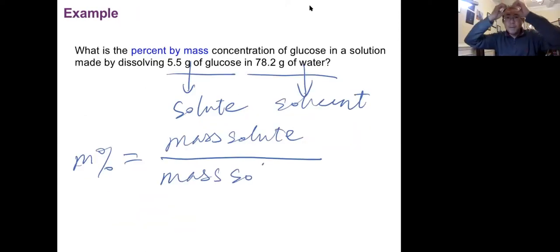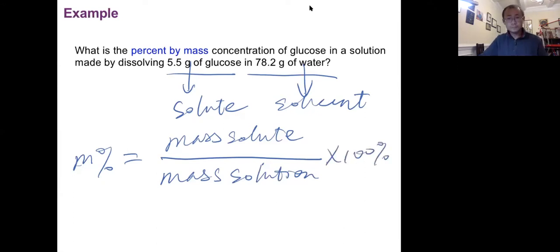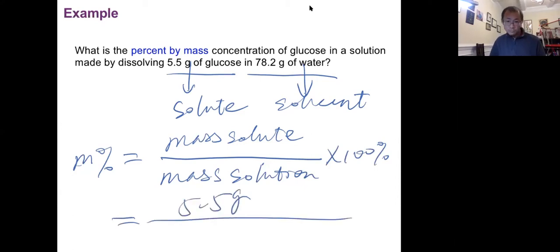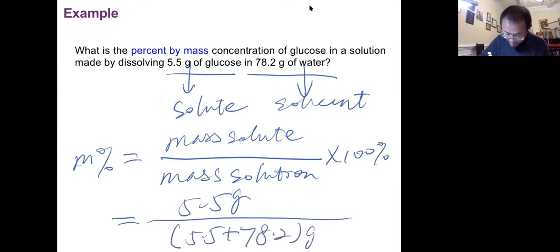Remember, always the part over all. A given amount of solution, how much solute is in there? So divided by mass of the solution, not solvent, times 100%. Plug in numbers: solute, 5.5 grams. Solution is solute plus solvent, so add them together: 5.5 plus 78.2 grams, times 100.